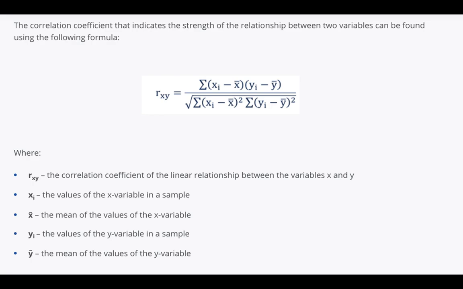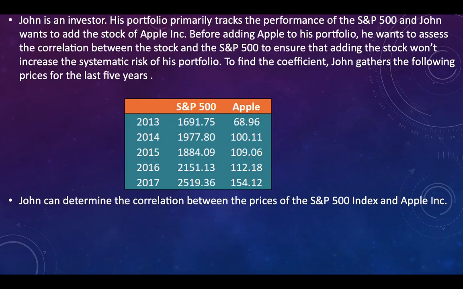To understand things better, let's do an example. I took one problem, so let's solve it so we can understand everything properly. I took two companies, the S&P 500 and Apple. John is an investor.